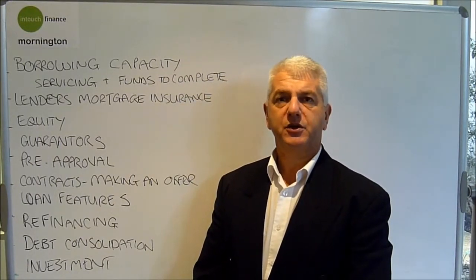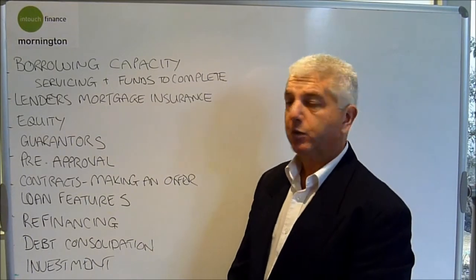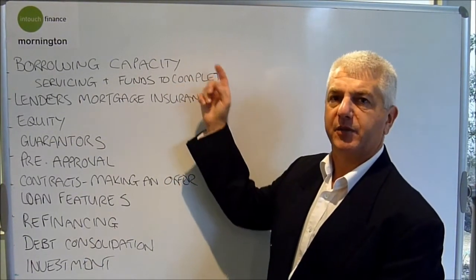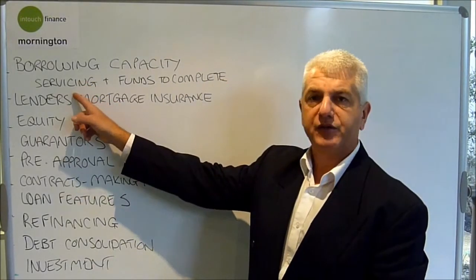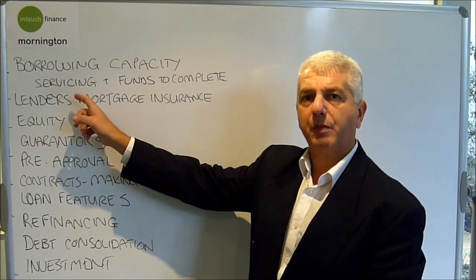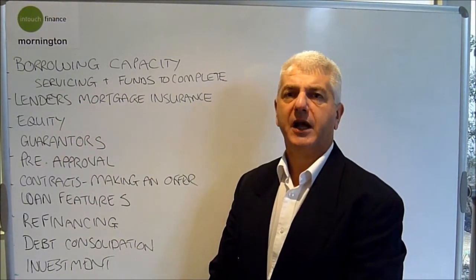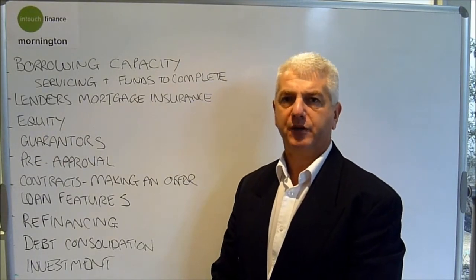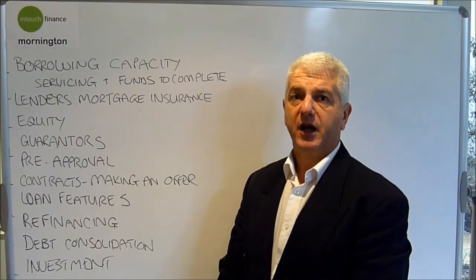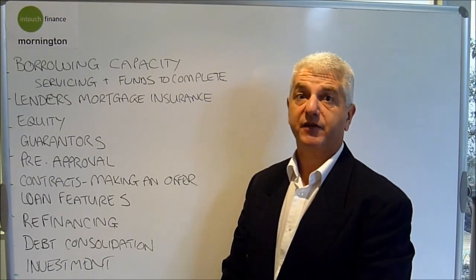So what I'd like to do is just give you an idea about what we're going to talk about during the series. Some of the topics we will be covering, we talk about borrowing capacity, and basically that's going to be covering off on the servicing aspect of the home loan, so how much can you afford to borrow based upon your income, and also the funds to complete. And that's going to work out how much you can borrow based upon the deposit you've got available, whether or not you've got access to the first homeowners grant, and how we go about getting the grant, plus what's required as far as savings go.